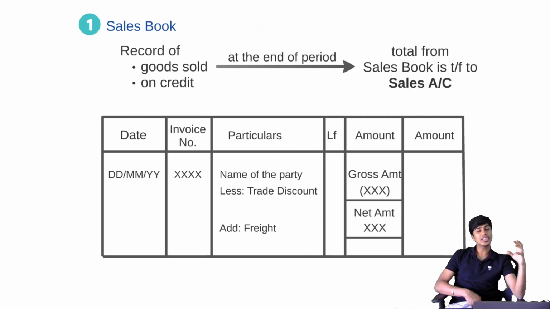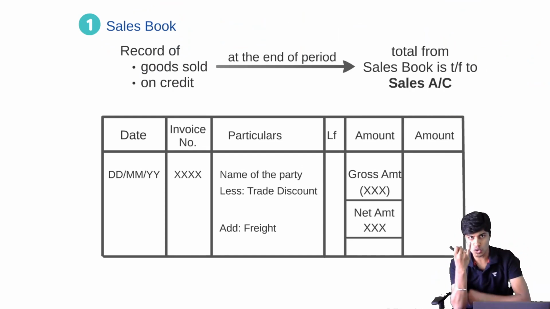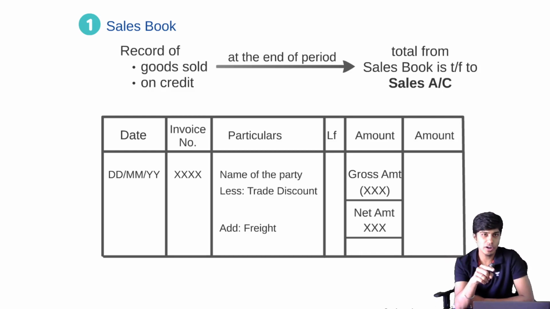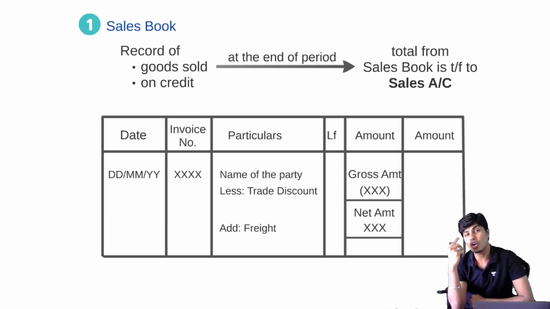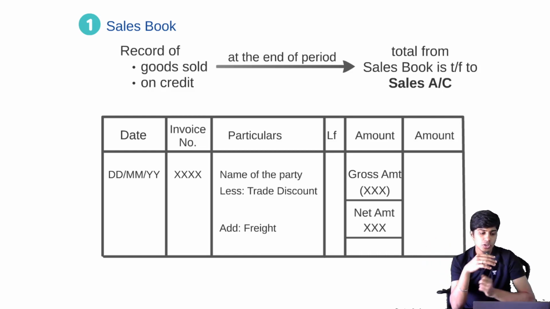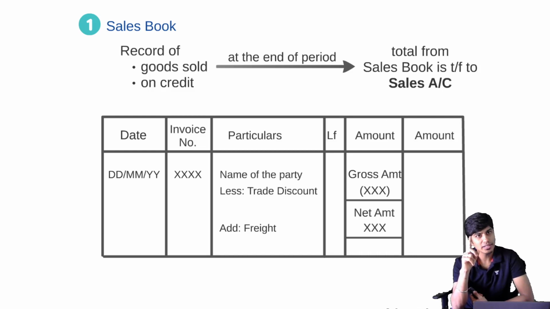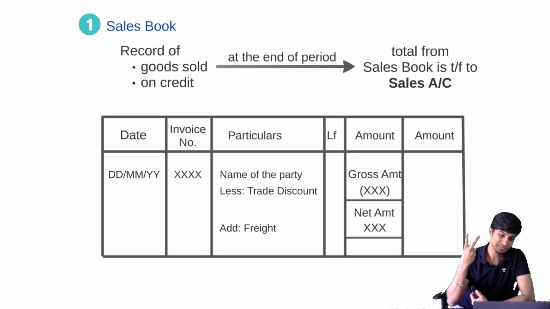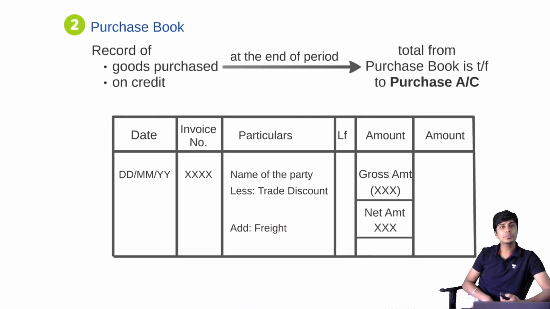In the sales book, we record all the credit transactions relating to sale of goods. If it is goods sold on credit, then it is recorded in sales book. If it is goods sold for cash or if it is assets sold on credit, it will not come. So in order to enter a transaction in sales book, it should fulfill two conditions. Number one, it should be goods sold. Number two, it should be goods sold on credit. Then we'll record it in sales book.